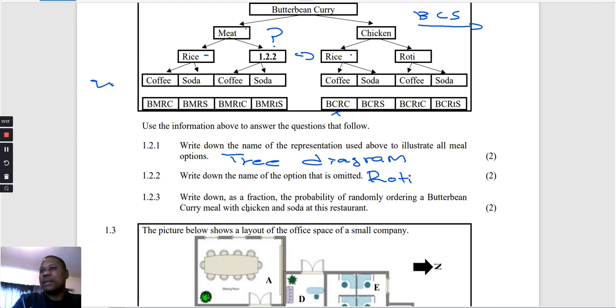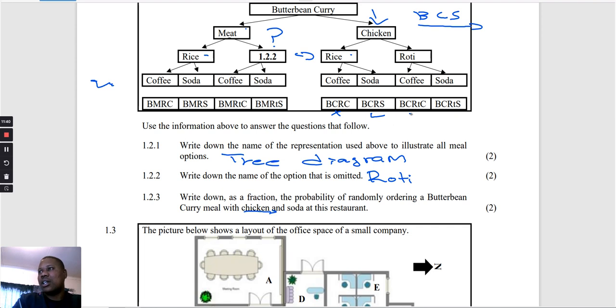Remember the special, they were specific to say chicken. So that means we're going to look at this side only. So we see BCRC, this is out. We can see B, we can see C, we can see R. Remember, we don't care if it is the rice or the roti. So that means this option is included.